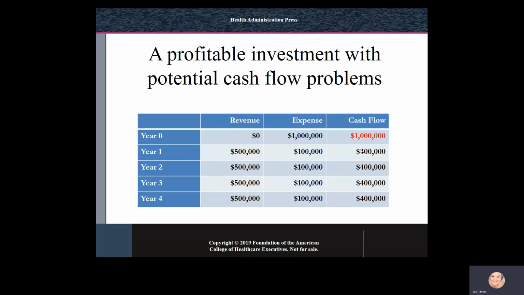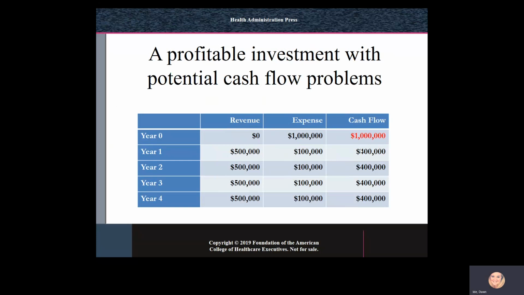Year two, you also made money, same amount you made in year one. In year three, you made money. And in year four, you made money. Okay. So what does this tell us about this investment? It tells us that this is a profitable investment.